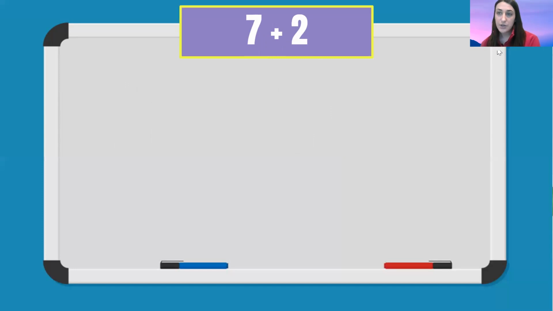7 plus 2. So again, plus sign means we're going to add. So let's circle our plus sign so we don't forget to add the 2 numbers together. The first number is a 7. So let's draw 7 circles to represent that number.